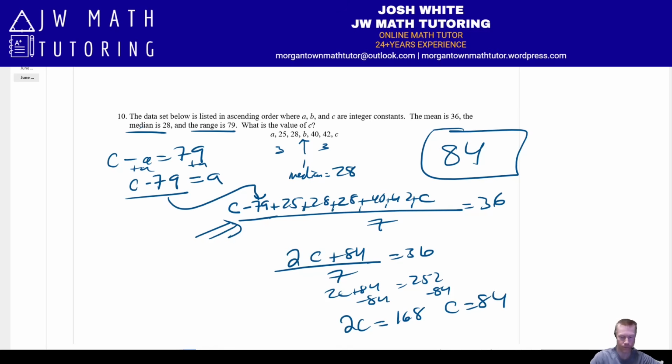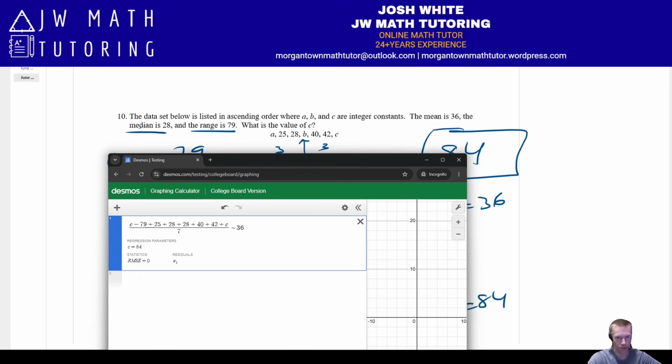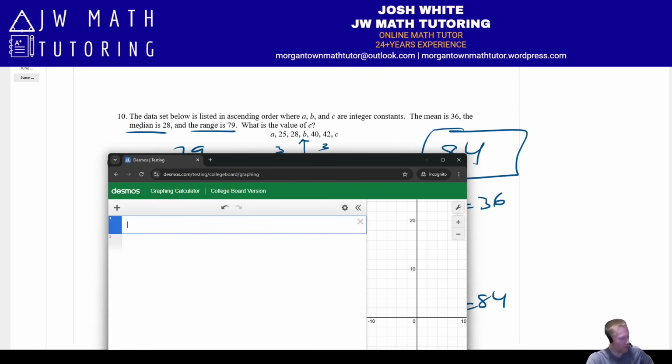That's the solution to this problem. Okay, now let's see how you could do this entire problem in Desmos using regression. Basically, all I have to do is set up a system of equations.